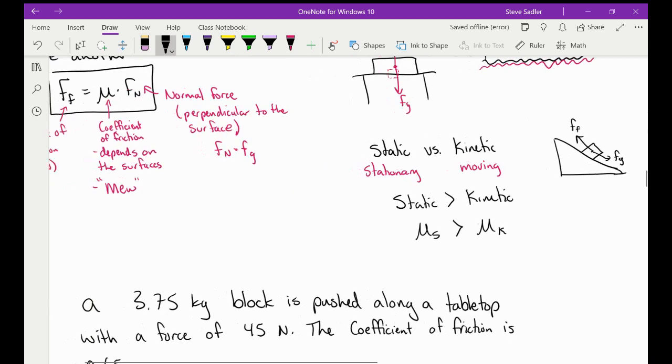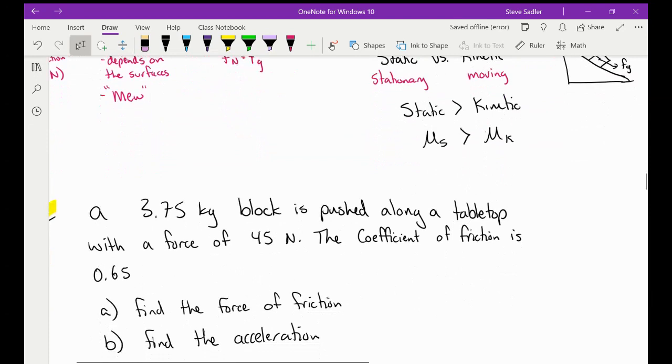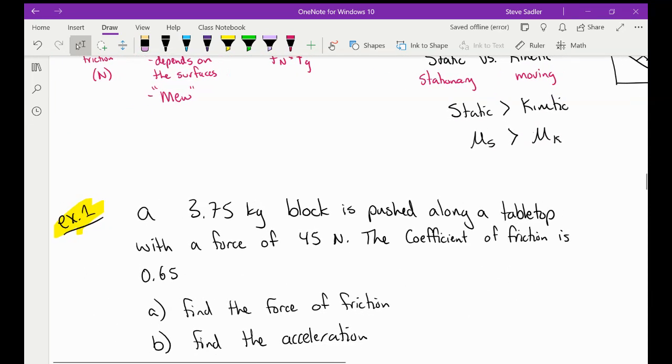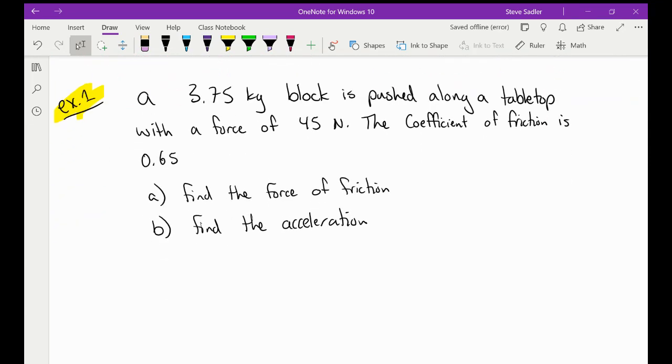But anyways, let's jump into a practice problem. Here we have a 3.75 kilogram block that is pushed along a tabletop with a force of 45 newtons. The coefficient of friction is 0.65. It says here, find the force of friction and find the acceleration.